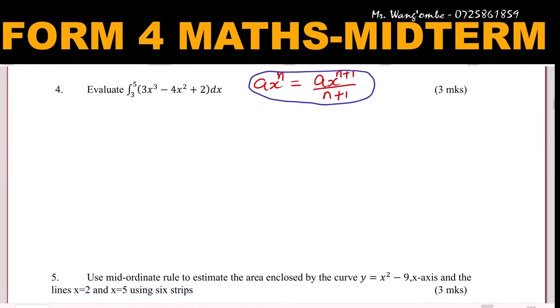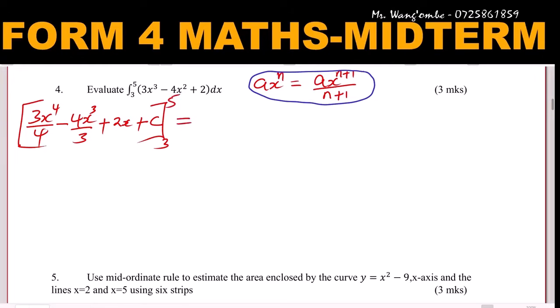Now let us integrate what we have here. We integrate each term at a time. We start with 3x cubed. Integrating 3x cubed, you get 3x raised to power 4 divided by 4. Then when you integrate 4x squared, that will give 4x cubed divided by 3. When you integrate the constant 2 with respect to x, you get 2x. Then you add the constant of integration. Put the square brackets. Then the range is from 3 to 5.